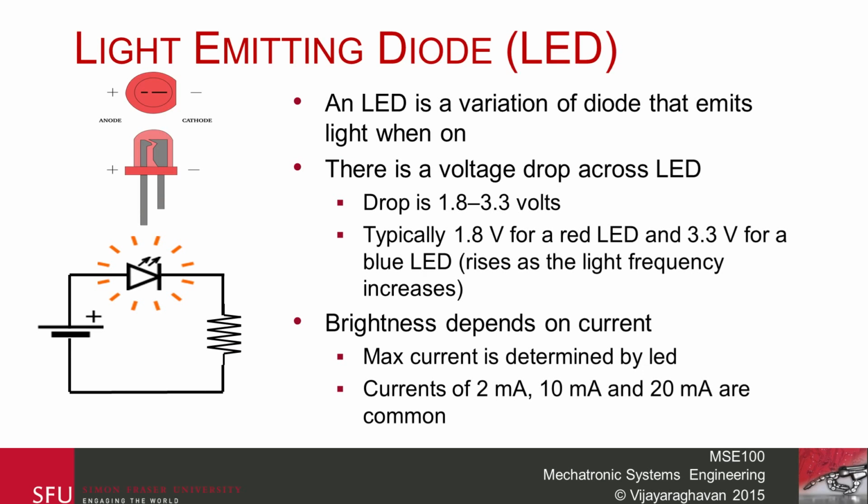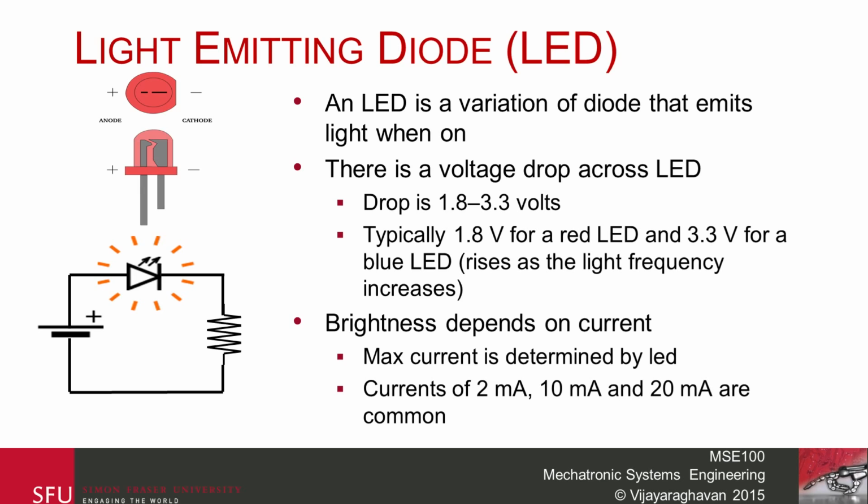Before we do that, we take a look at light emitting diode, which is basically a variation of diode, which emits light when it's turned on. So when you forward bias an LED, it actually emits light. When you reverse bias it, it just blocks the flow of current as any normal diode would. Typically the voltage drop in an LED is 1.8 to 3.3 volts. The 1.8 is for a red LED and 3.3 is roughly for a blue LED. The actual voltage drop roughly increases with the light frequency.